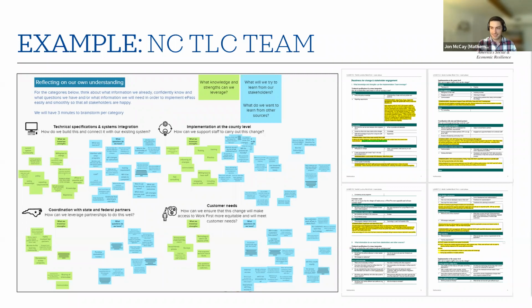We're the state. This is going to have to roll out at the county level. So what are the considerations there? Third, how do we coordinate with other states and our federal partners in this? And then fourth, what are our customers' needs? Even though they might not have direct interaction with some of these IT functions, they are going to complete the application online. And so what are their needs? How do we account for their perspectives in this build?